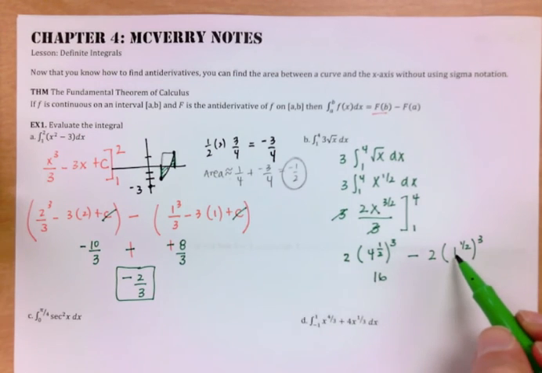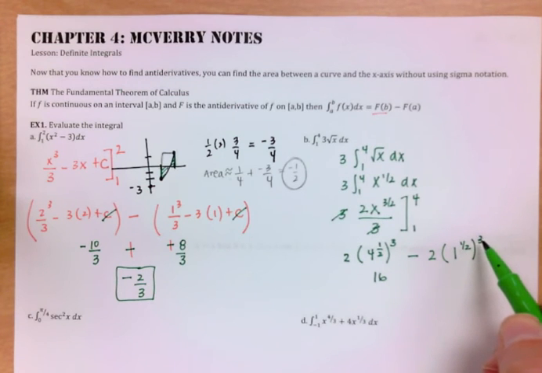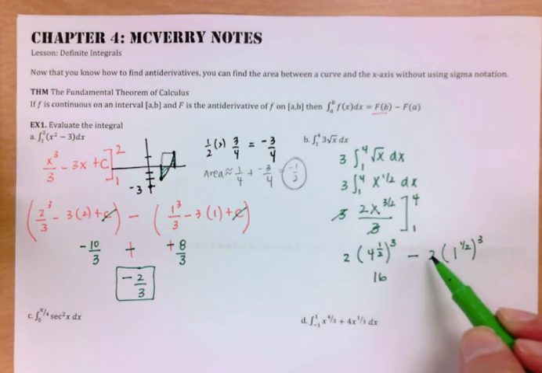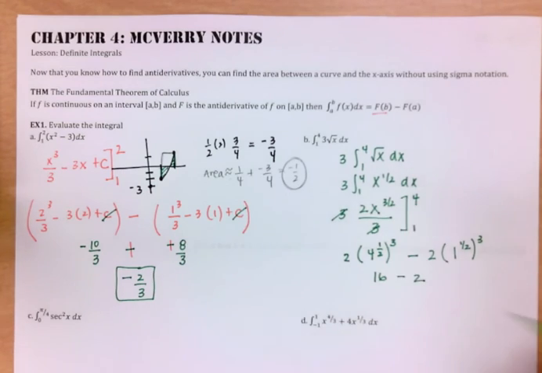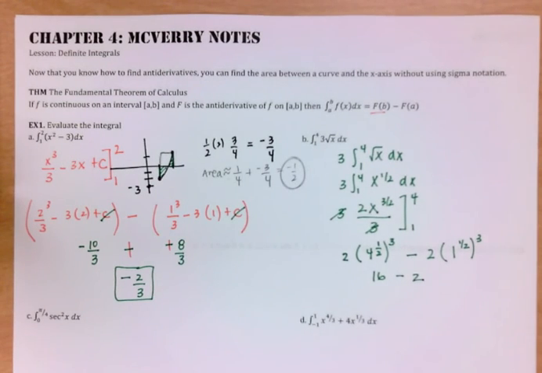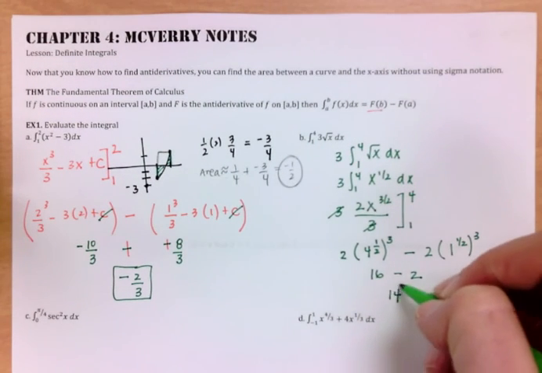Okay, and then over here, 1 to the half is the square root of 1. I know that. The square root of 1 is 1. 1 cubed is 1. So then I'm minus 2. Okay, so then my final answer here is 14.